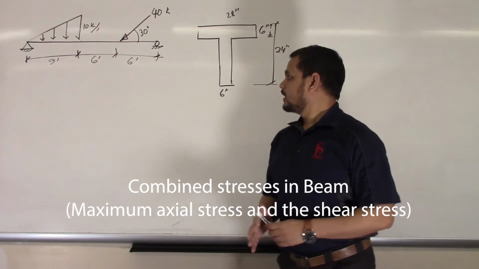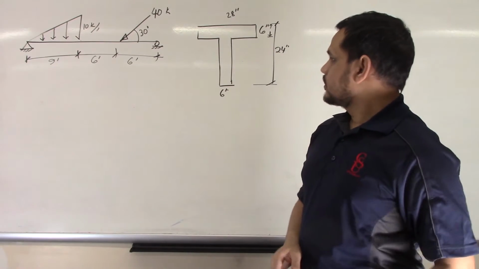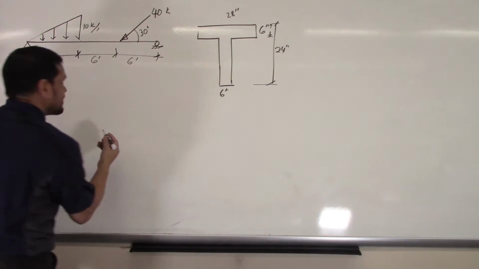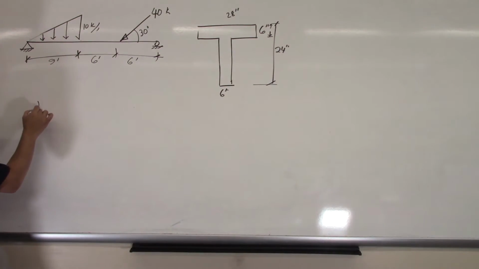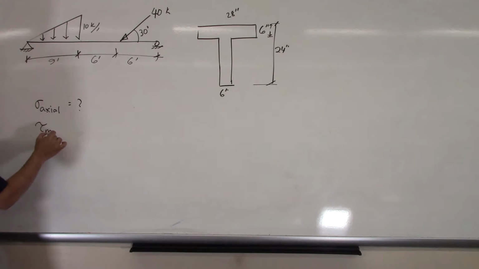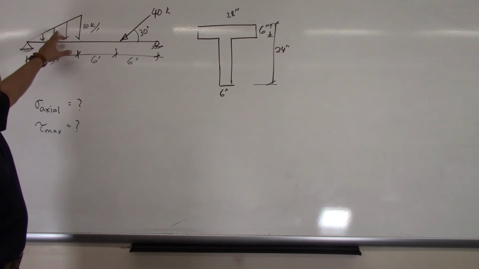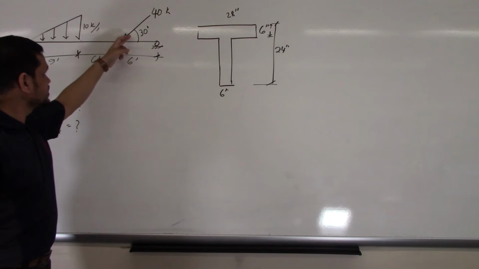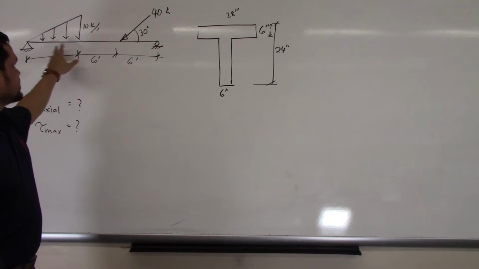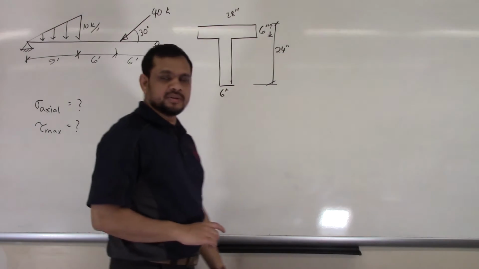Hello everybody, this time I will solve this problem. It is about finding the maximum axial stress and the maximum shear stress for this beam. This beam has a uniformly varying load, a concentrated load, and the section of this beam is this. Hopefully you understood what the beam is.